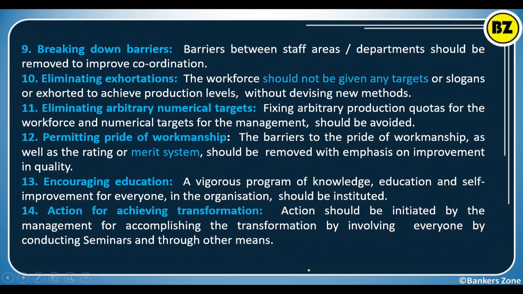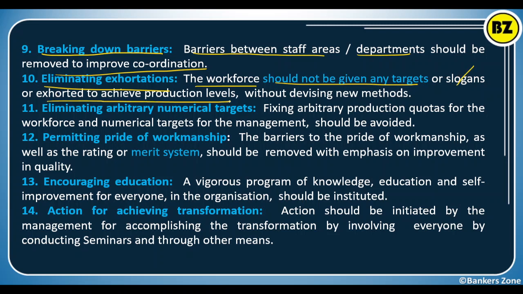Now see the next, breaking down the barrier. What do you mean by that? Whatever barrier exists between the staff or the departments should be removed to improve coordination. Then eliminating the exhortation means what? The workforce should not be given any other targets or even slogans, or be exhorted to achieve the production level without devising new methods.